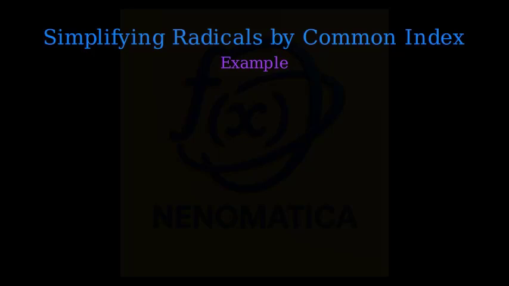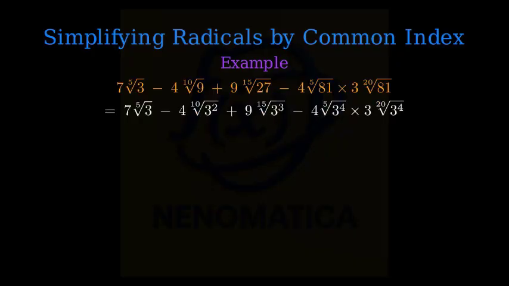Here is the first expression. First, display it. Step 1. Rewrite numbers inside radicals as prime powers of 3. For example, 9 equals 3 squared, 27 equals 3 cubed, and 81 equals 3 to the 4th power. Step 2. Convert the first 3 radicals to a common index of 5. The 10th root of 3 squared becomes the 5th root of 3. The 15th root of 3 cubed also becomes the 5th root of 3.